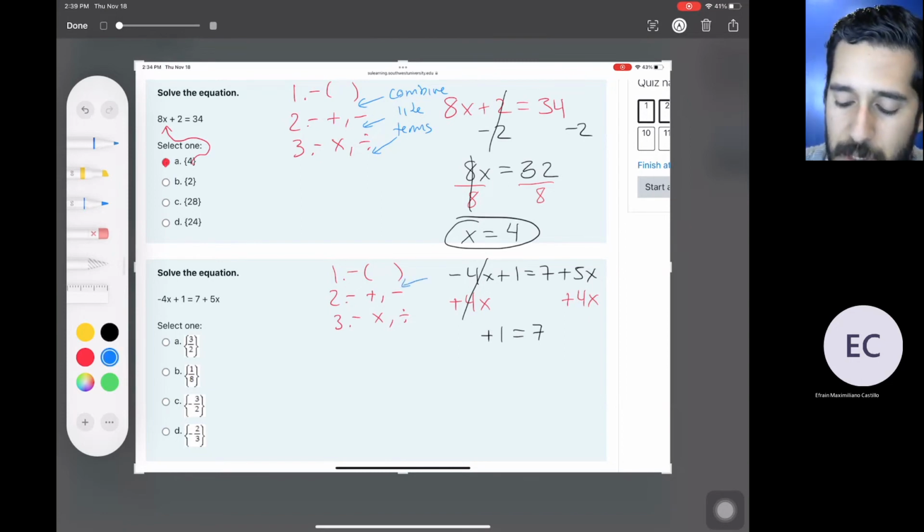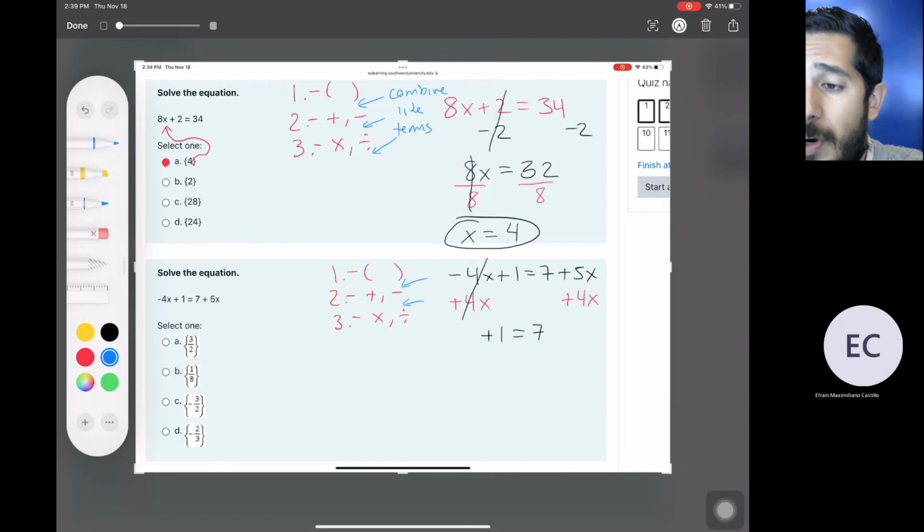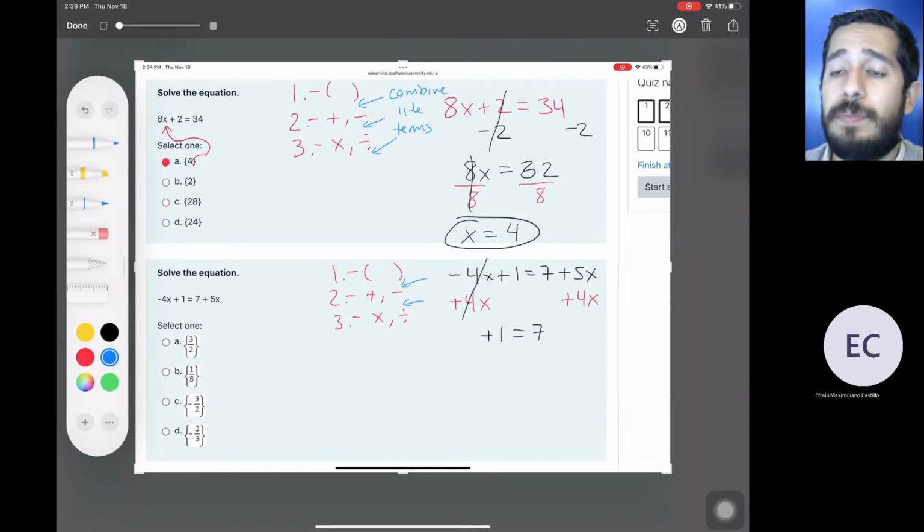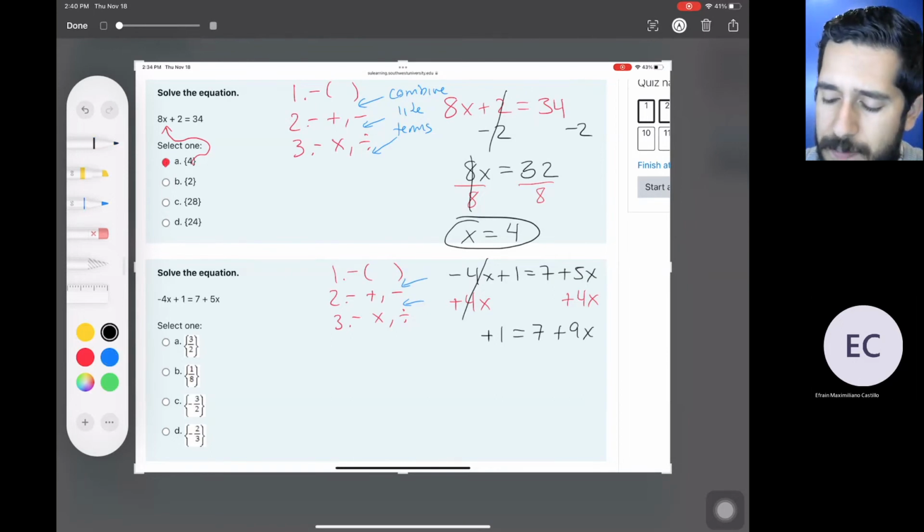Remember, here in between, every single time you get rid of a parenthesis or get rid of an addition or subtraction, you have to combine like terms. So 5 plus 4, that's going to be 9x. Okay, this is where we're going to be right now, 9x.